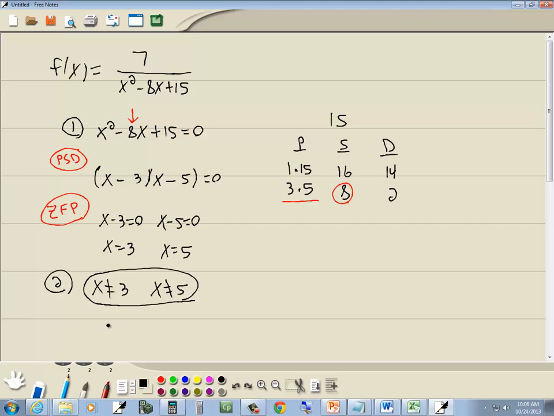If you prefer interval notation, it would look like this. We go from negative infinity to 3, union, 3 to 5, union, 5 to positive infinity. Parentheses on everything. What I have circled is what I'm looking for in my class.